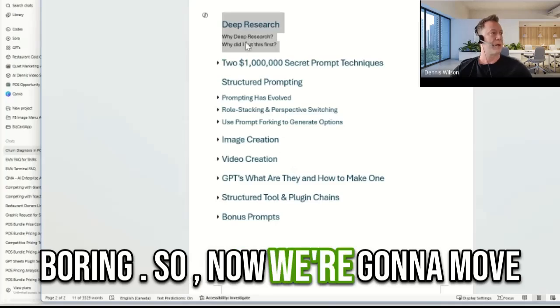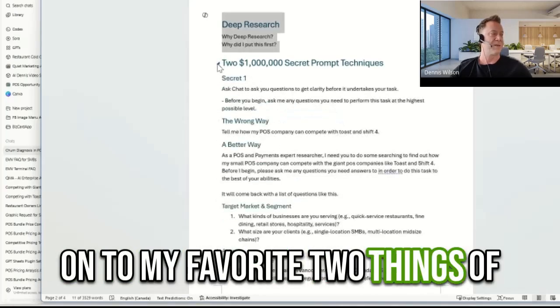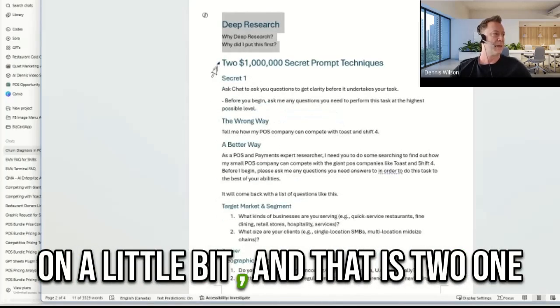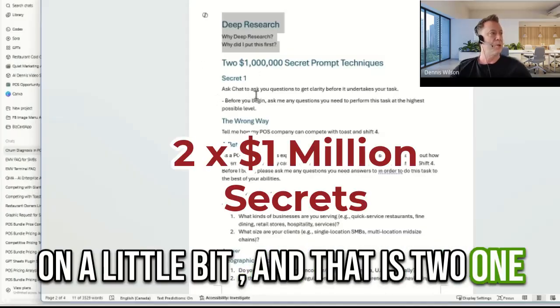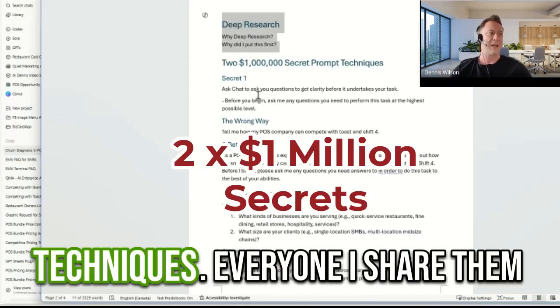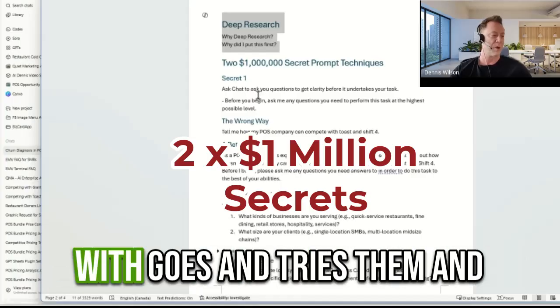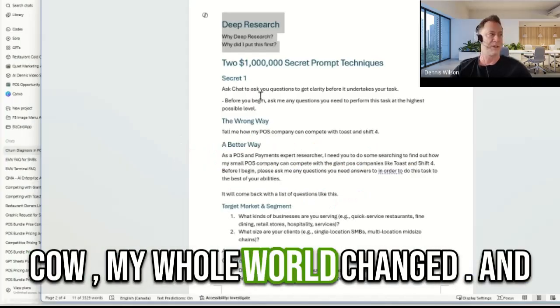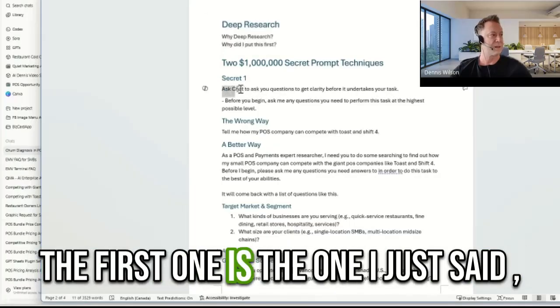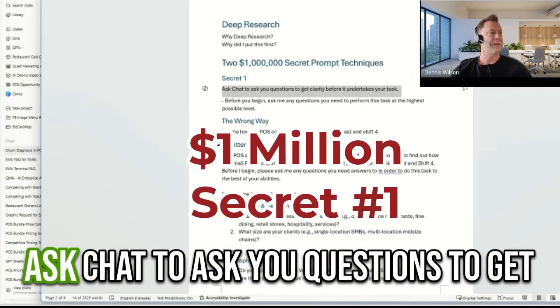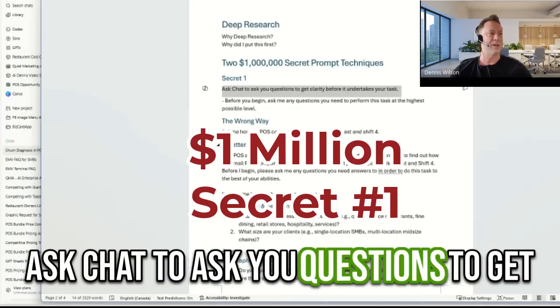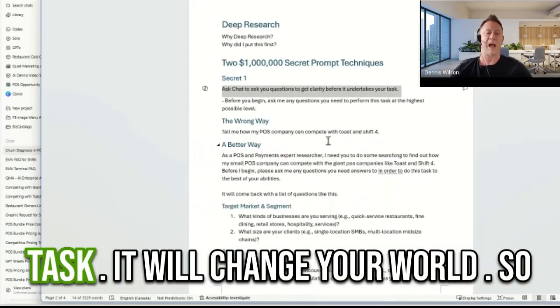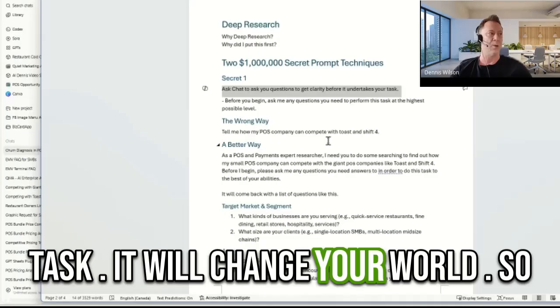So now we're going to move on to my favorite two things, of which one I've already beat you up on a little bit. And that is 2 $1 million secret prompt techniques. Everyone I share them with goes and tries them, and they're just immediately like, holy cow, my whole world changed. And the first one is the one I just said. Ask chat to ask you questions to get clarity before it undertakes your task. It will change your world.